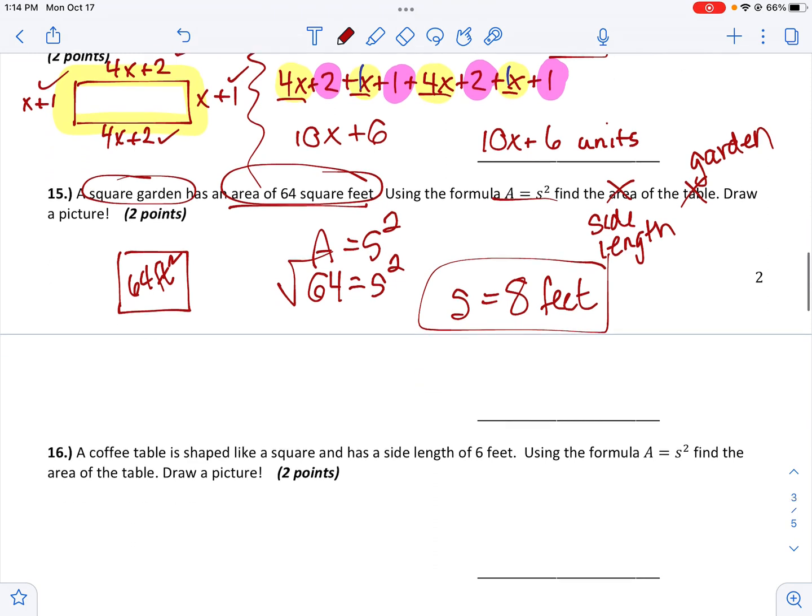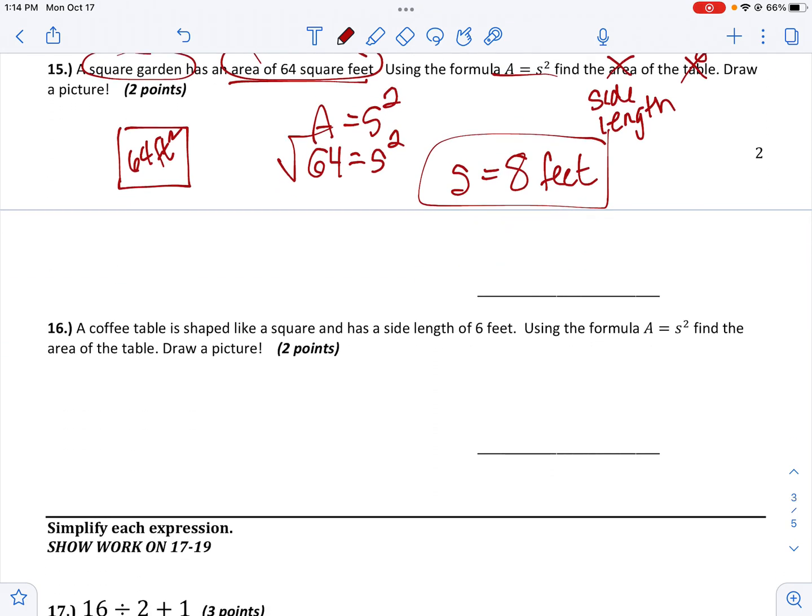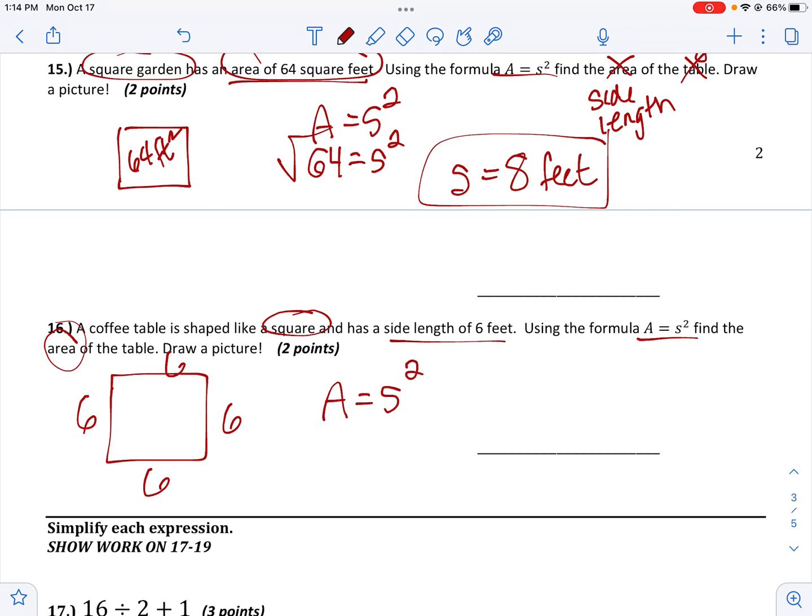Okay. And number 16, a coffee table is shaped like a square and has a side length of 6 feet. Using the formula A equals S squared, find the area. So A equals S squared. Well, I know that 6 is my side length, so A equals 6 squared. When you put that in the calculator, the area is 36 feet squared.